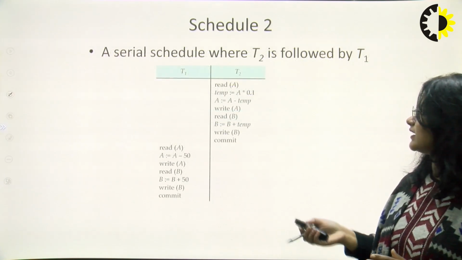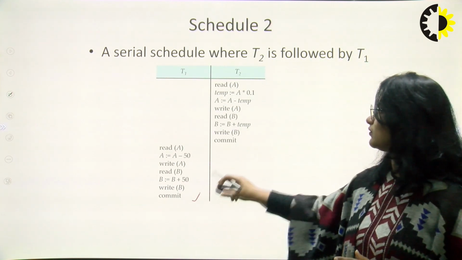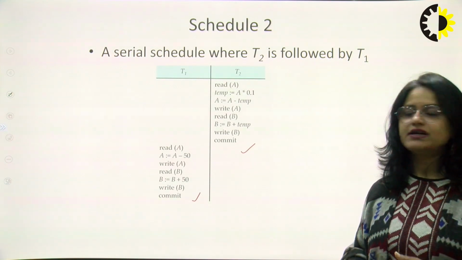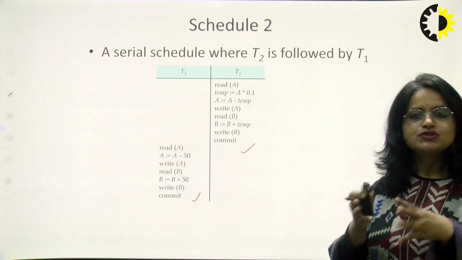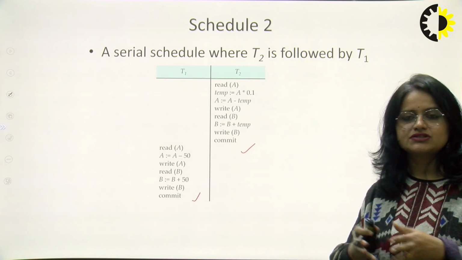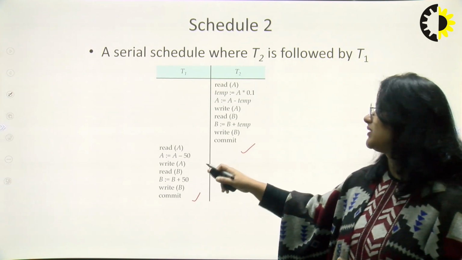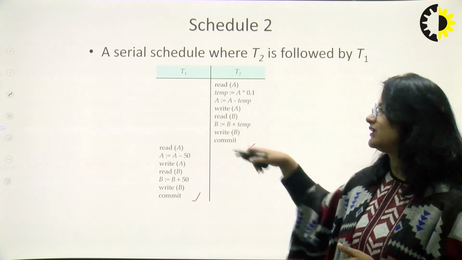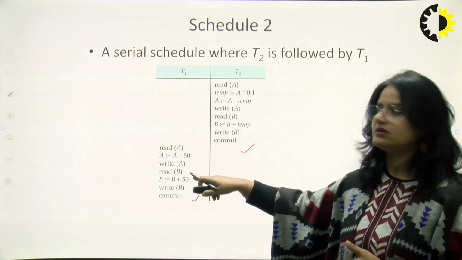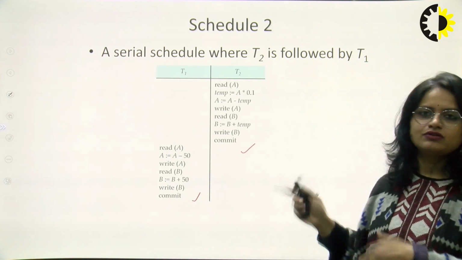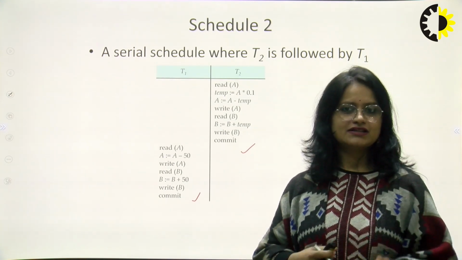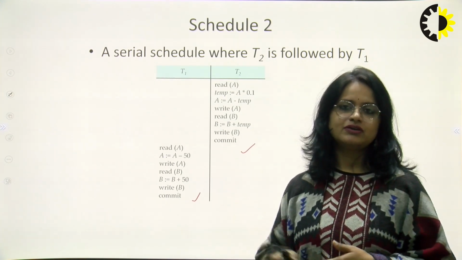And again we see the same, where T1 is followed by T2, right? These are serial schedules in which one transaction happens, and after the completion of the first transaction, the second can happen. T1 can start earlier and T2 follows T1, or T2 can start first and then T1 will follow T2. So for this class, this is more than enough. In the next class, we will be starting from here. Thank you so much.